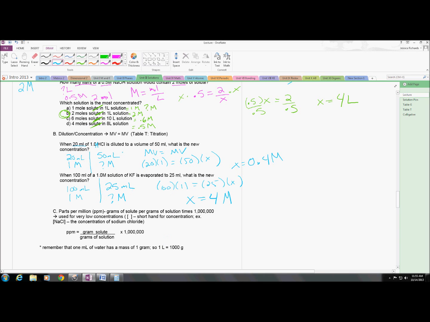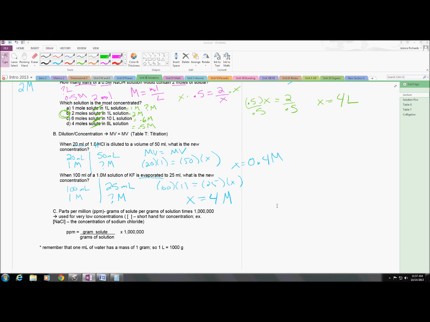And see if it makes sense. If I'm diluting this down, it should get weaker. 0.4 is weaker than 1. If I'm concentrating this by evaporating, so I'm making it more concentrated, I'm getting rid of the water, my molarity should go up. 4 is higher than 1, it goes up. So I've done my math correctly.